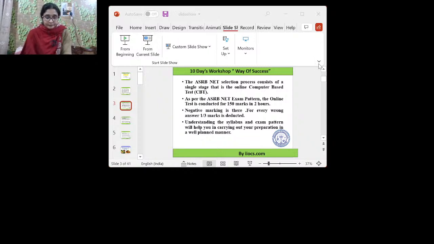Now, understanding the syllabus and the pattern of the exam, we are going to help you in this: how you will understand the syllabus, what the exam pattern will be, and how you are going to crack your questions. Carrying out the preparation of this exam in a well planned manner means you should have a strategy to crack this exam, and for that we are there. IIOCS is there for you, and it has a club of faculties who are experts and excel in their fields.